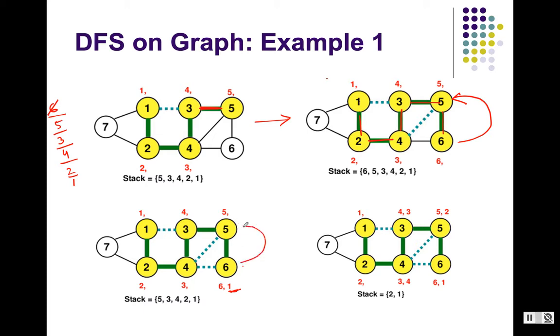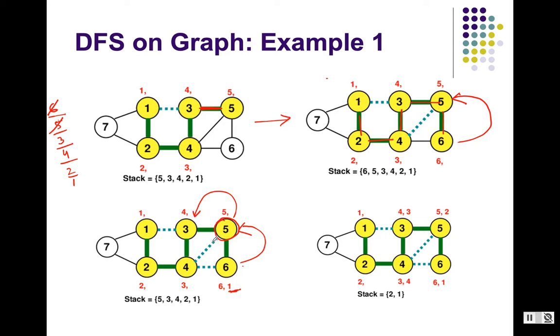Now from 6 we are at node 5, but 5 doesn't have any other child node that we can explore. All other child nodes of 5 are already visited. So there is no other node, and from 5 we are also going to backtrack. We'll pop node 5, and after that we have node 3. That means we visited 5 from 3, so we'll backtrack to node 3.